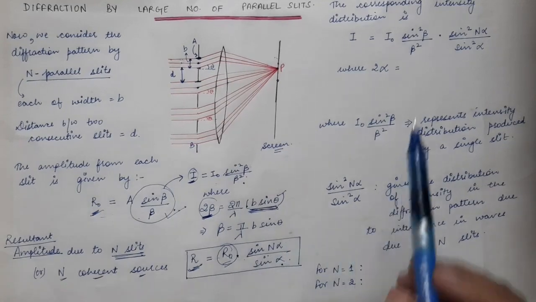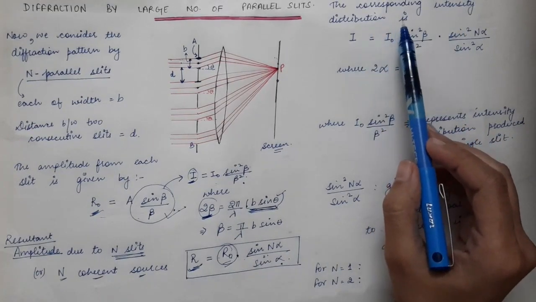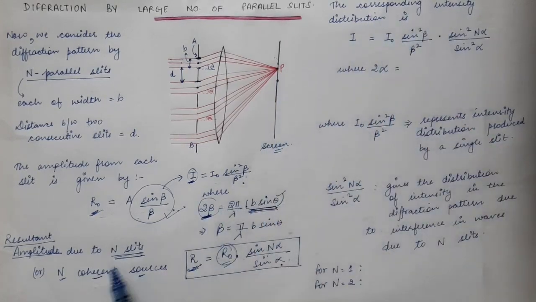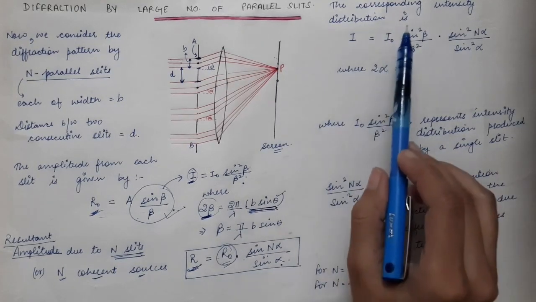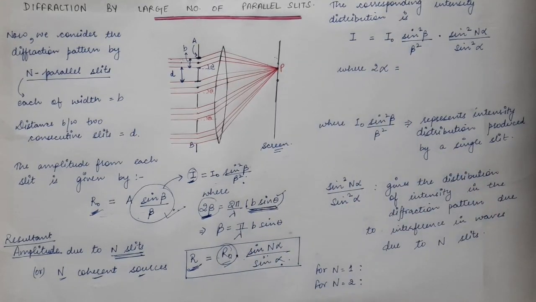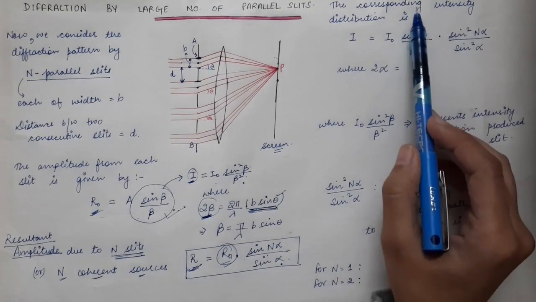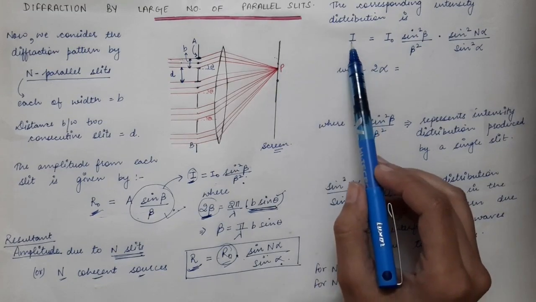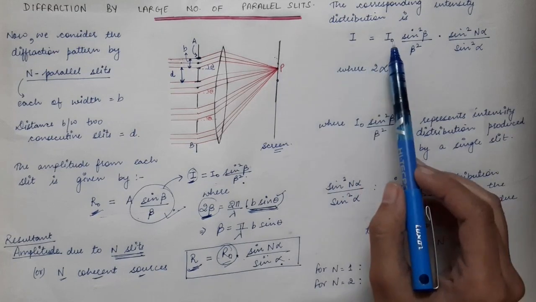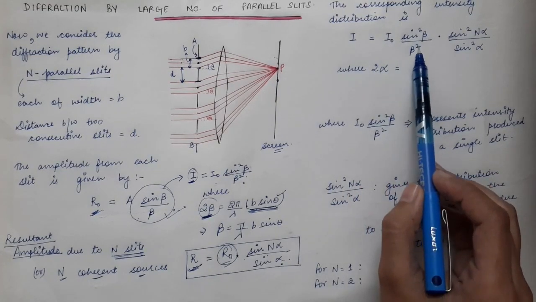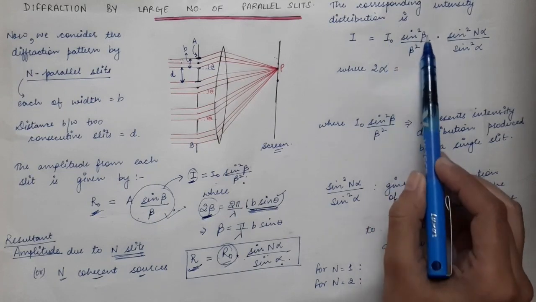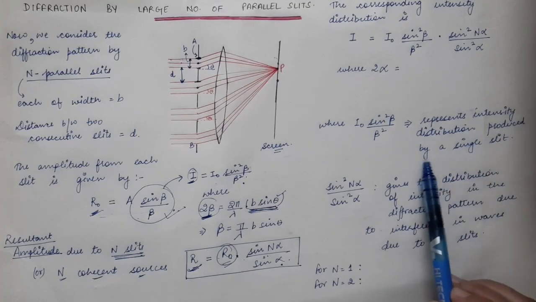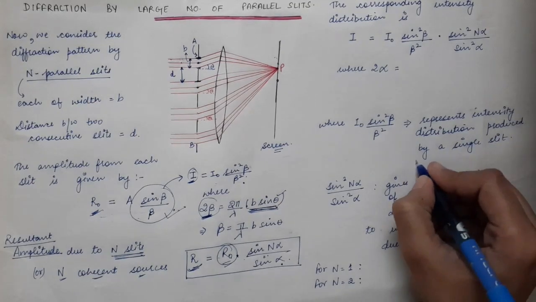Now the corresponding intensity distribution: we have to find the intensity at point P. The corresponding intensity due to this whole resultant amplitude will be just equal to the square of this resultant amplitude. So the square of this equation will give us the net intensity at the observation point on the screen. So the net intensity, capital I, will be equal to I0 into sine square beta divided by beta square, into sine square n alpha divided by sine square alpha. Now this factor sine square beta divided by beta square represents the intensity distribution produced by a single slit due to diffraction.